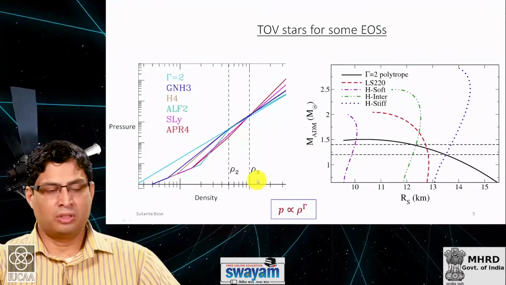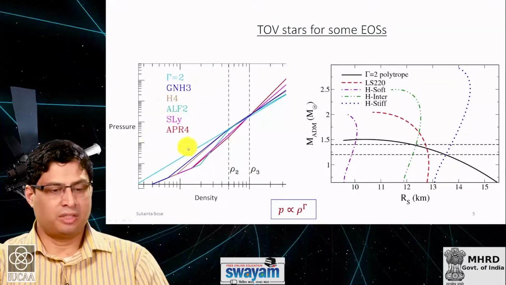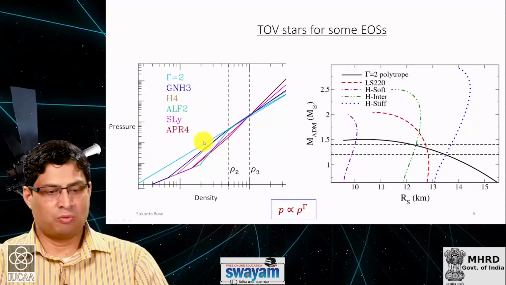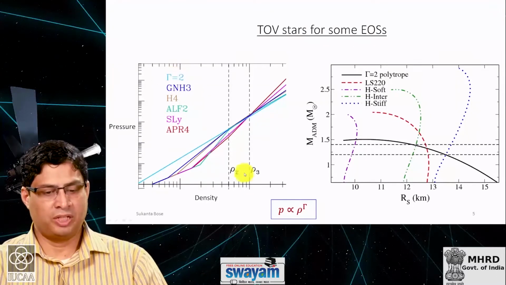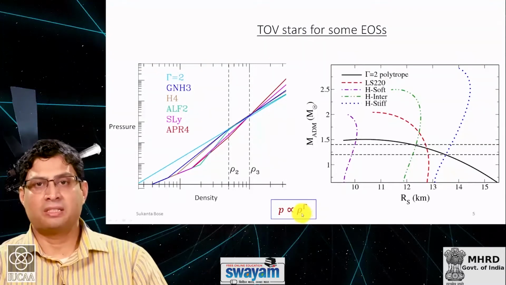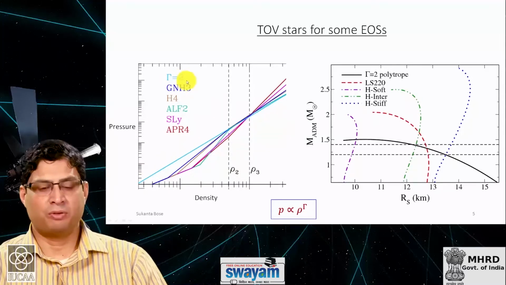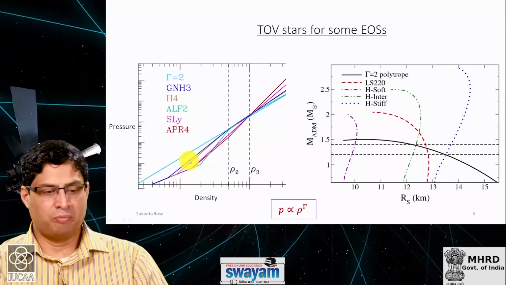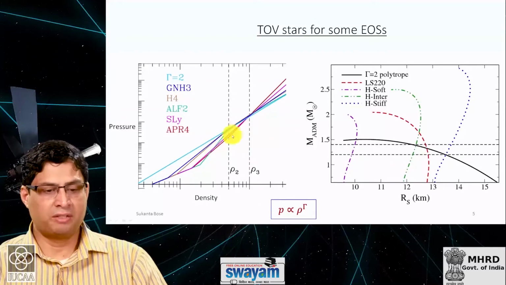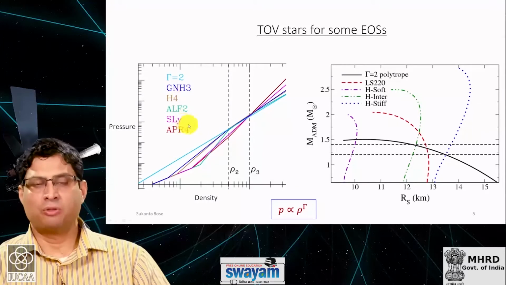Here I show on the left panel how the pressure changes with density for various equations of state, and one simple case is a polytropic equation of state where the pressure is proportional to a power of the density, and gamma is that exponent. In this case, this blue plot, somewhat cyan actually, is for a value of gamma equal to 2. There are multiple other equations of state that I have shown that differ somewhat from this gamma equal to 2 polytrope, like GNH3, H4 and so forth. These are different neutron star equations of state.